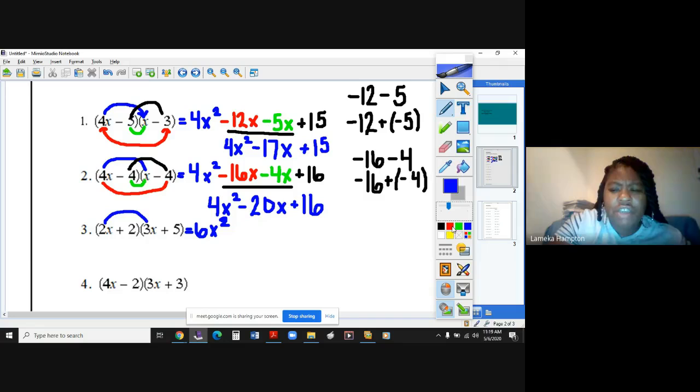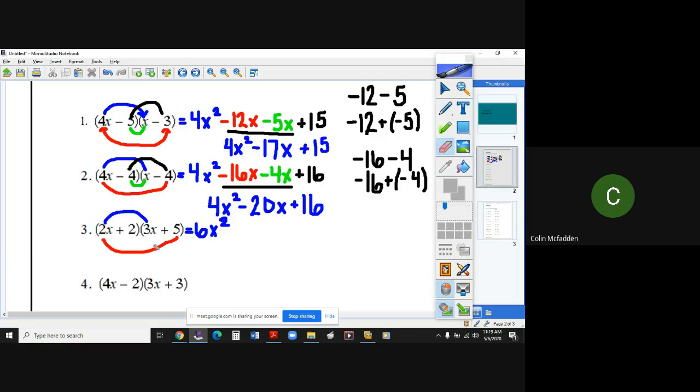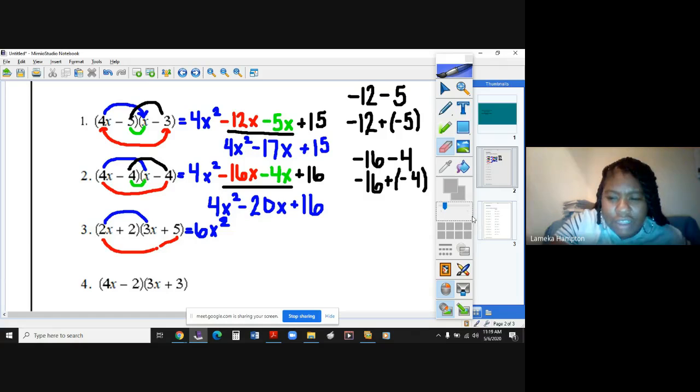All right. So next we have the outer terms. Now, Mr. McFadden, I'm going to multiply my 2x times my 5 because that's my outer term. So what is 2x times 5? 10x. Excellent job. So that gives me 10x.